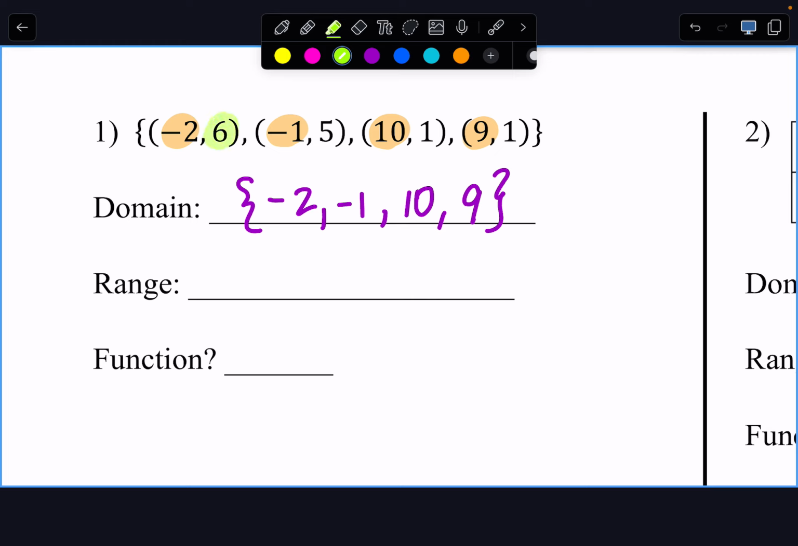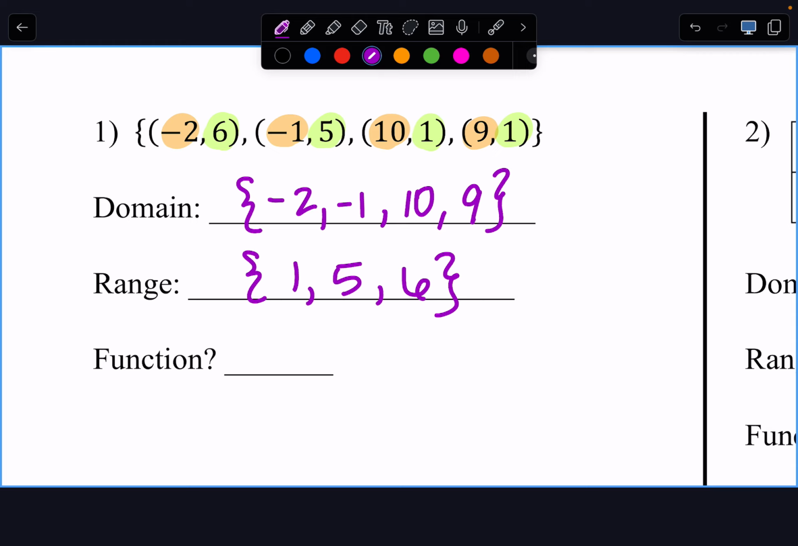But if we look at our Y coordinates, how many unique Y coordinates do we have? 3. I'm going to list 1, 5, 6. Why did I do that? Because there's 2 1s. Okay, A, 2 different coordinates have a 1. B, I put them in numerical order. Is that okay?